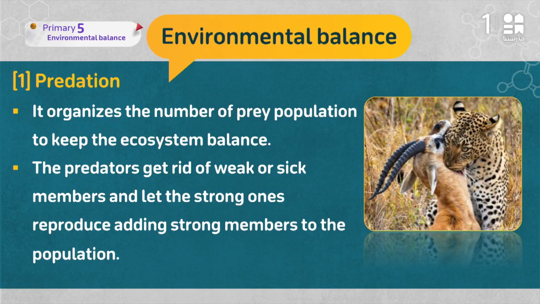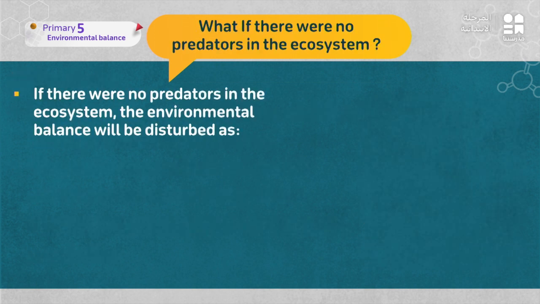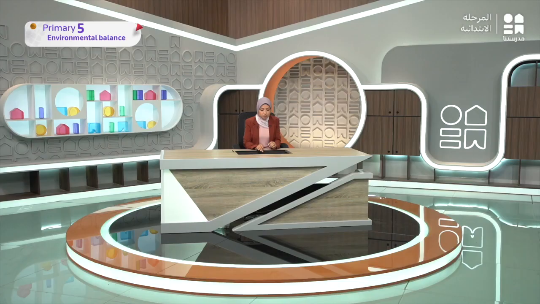فمعنى كده ان predation بيعمل ايه؟ the predators get rid of any weak or sick prey and then اللي بيزيد the strong one only. So the predators get rid of weak or sick members and let the strong one only to reproduce, adding strong members. What if there were no predators in the ecosystem? يا ترى اللي يحصل لو ما فيش predators في الecosystem؟ ما فيش predators يبقى أكيد the number of preys هيزيد. ما فيش أي enemy ليها يبقى أكيد عددها هيزيد.